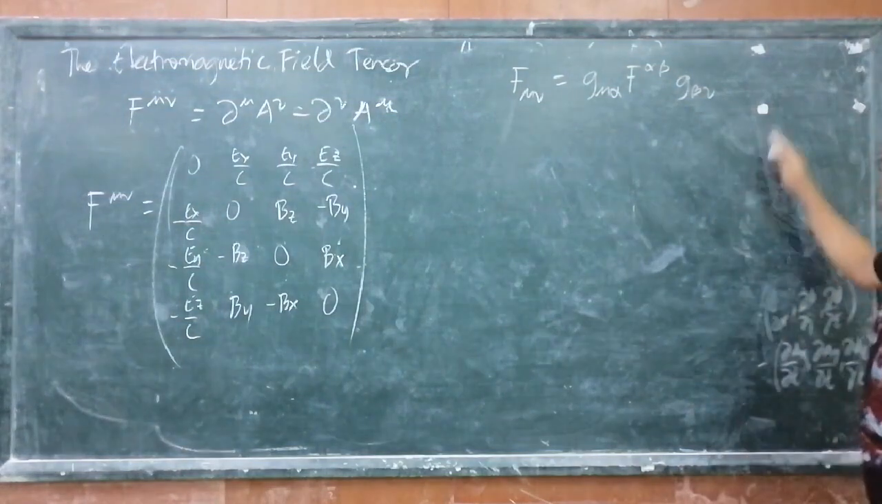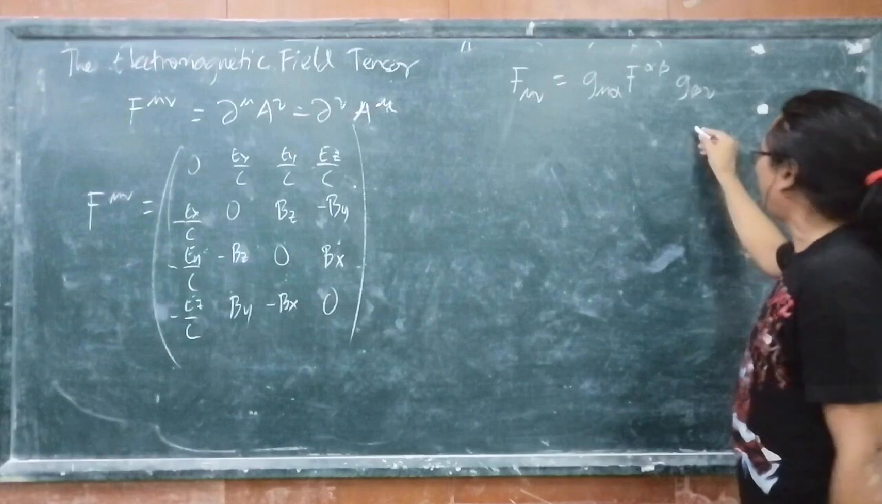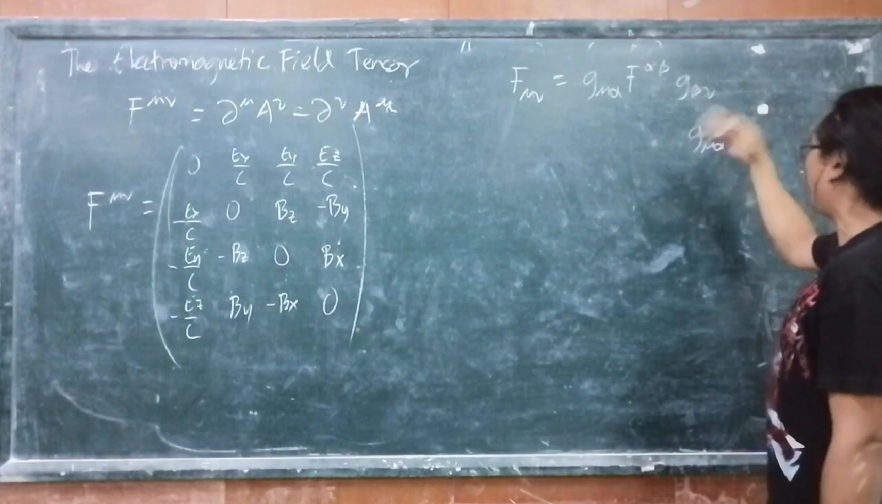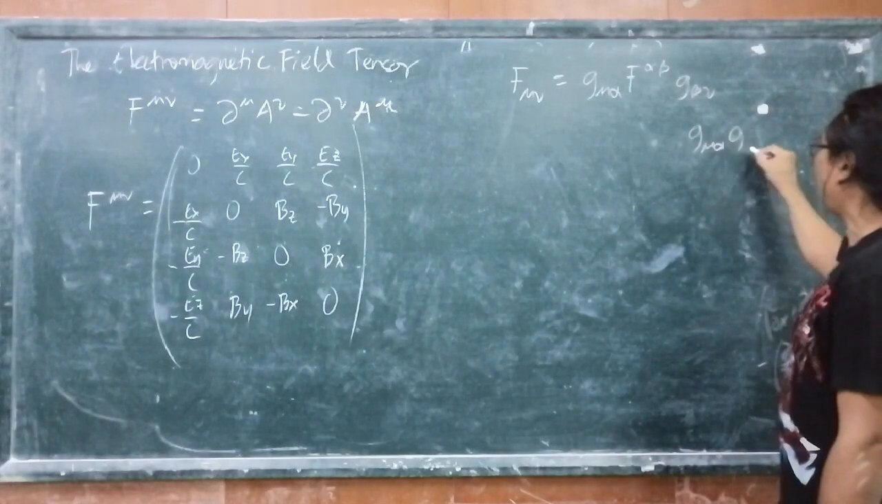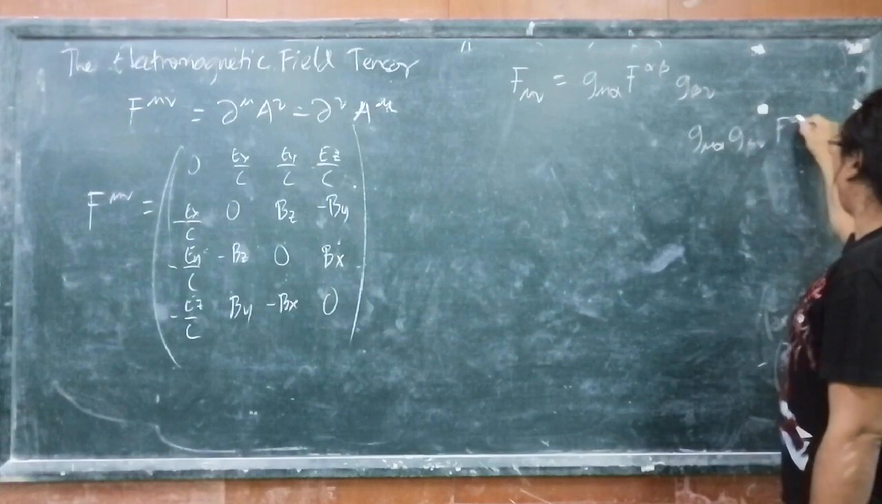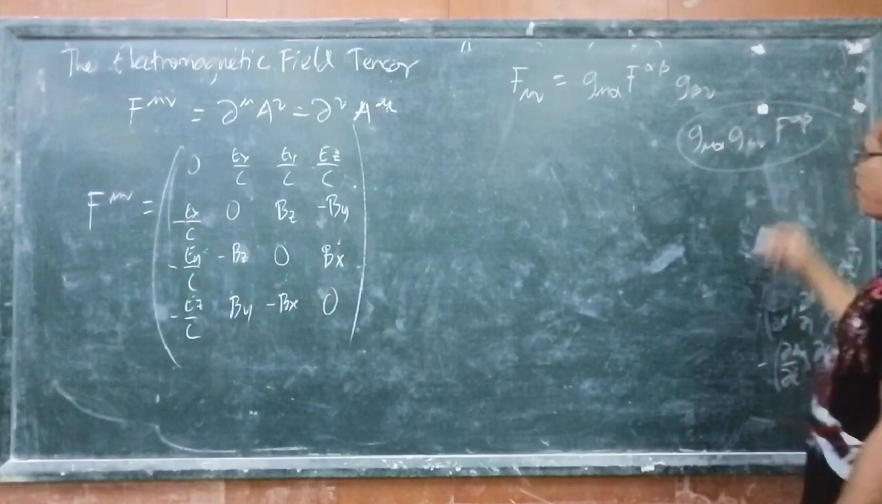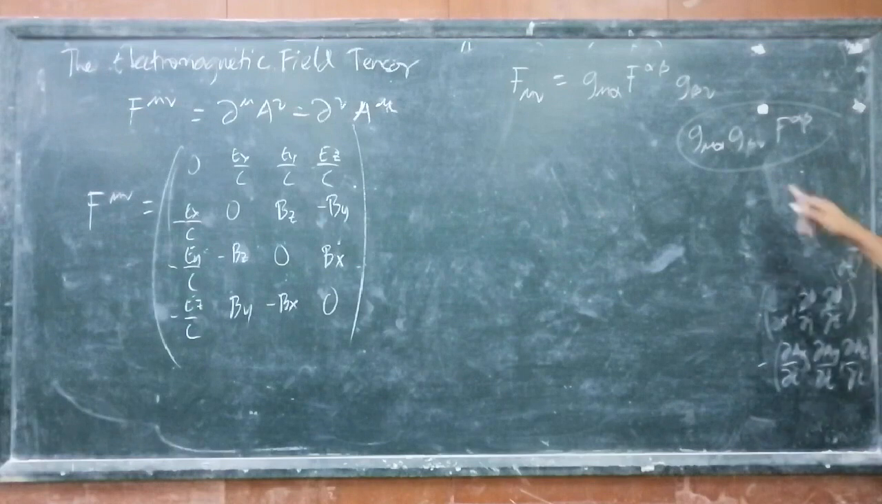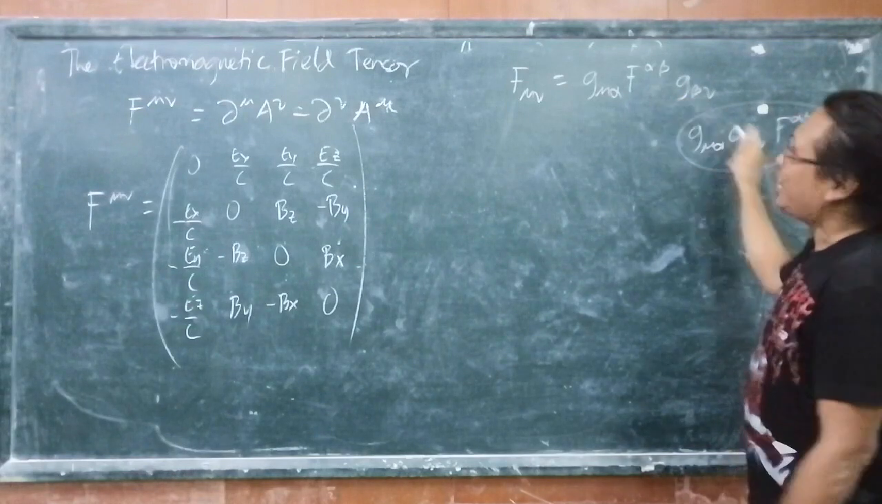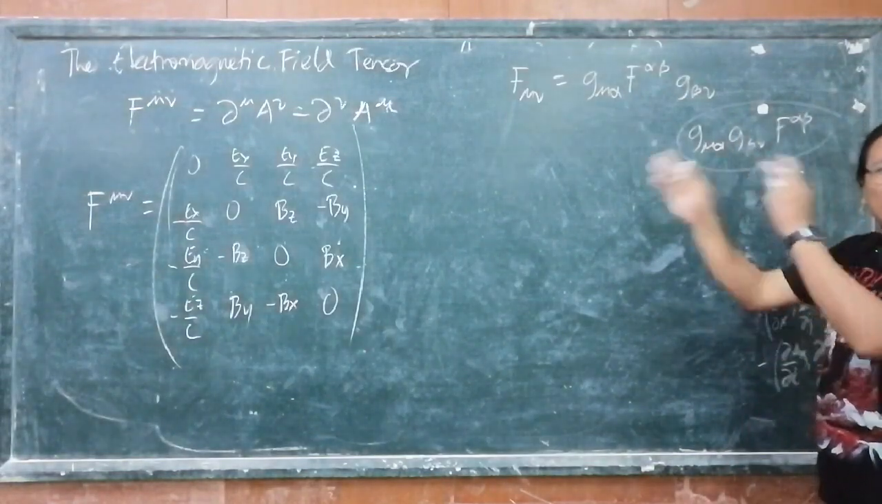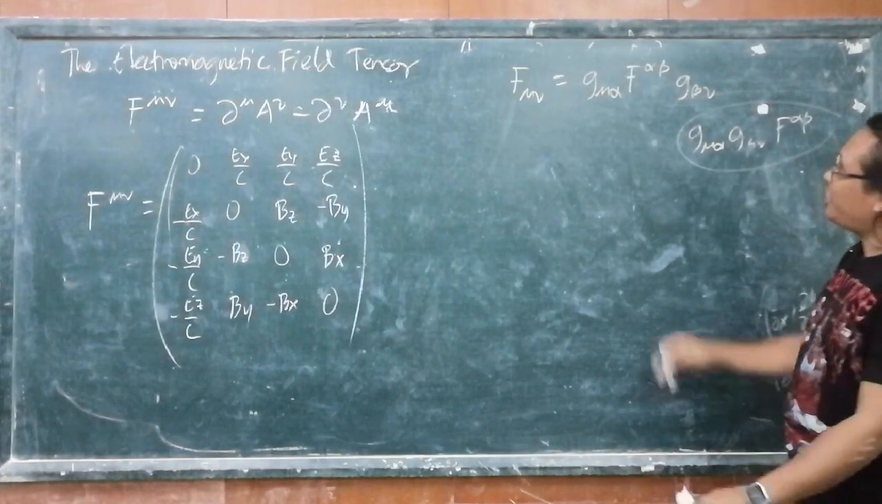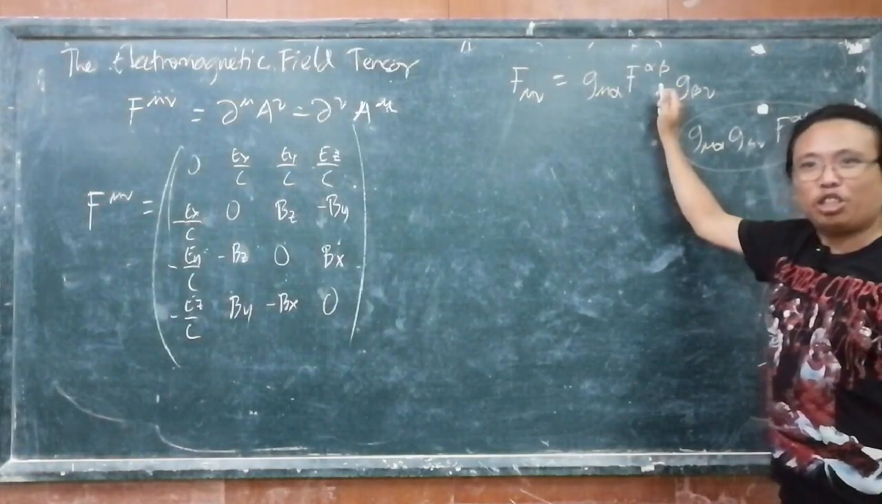Well, in many books, the definition is just like this. G mu alpha, not definition, they write this as G beta nu F alpha beta. And in fact, the last time I wrote it to you is something like this. Because these are scalars, you can actually interchange them. But the point is, these are actually matrix multiplications.